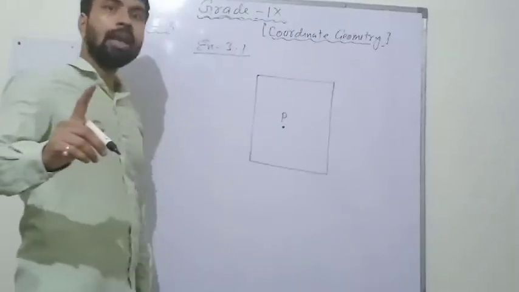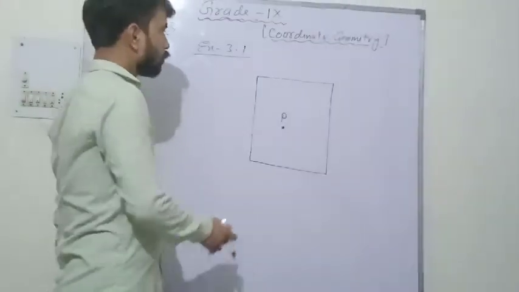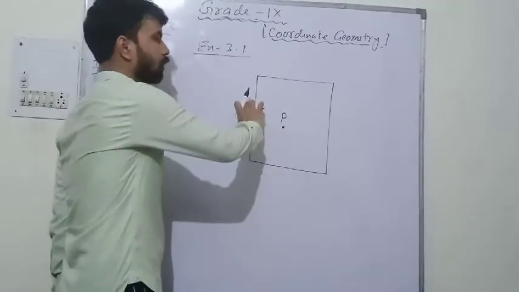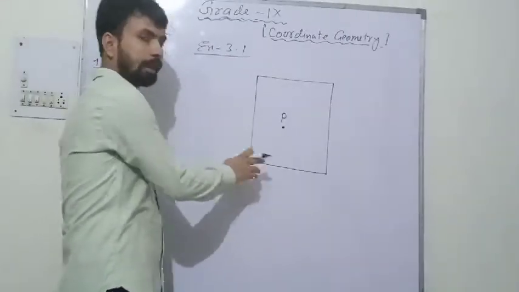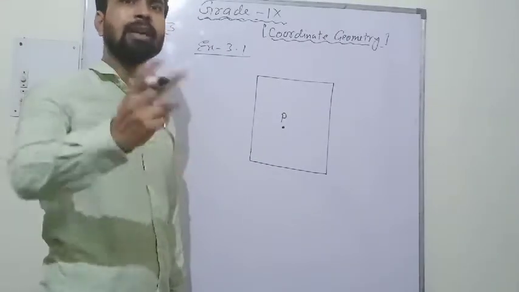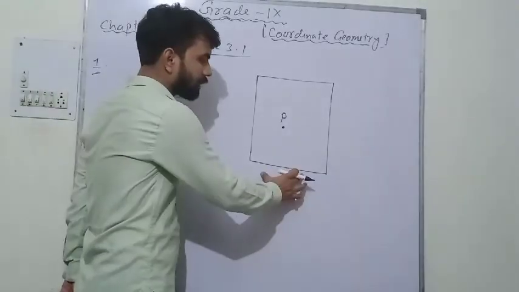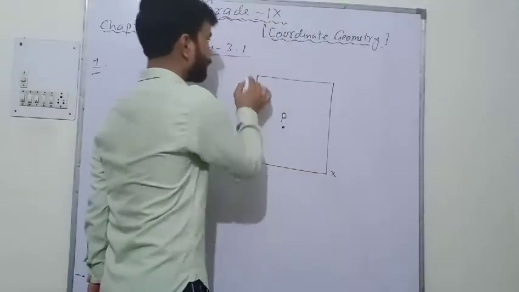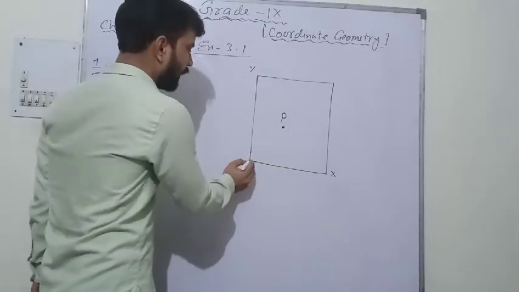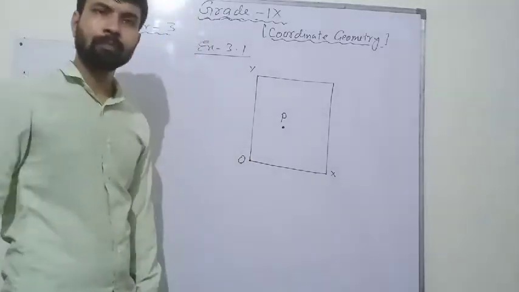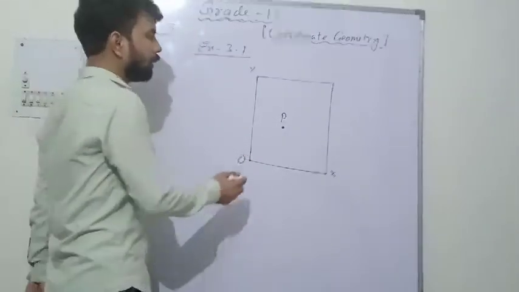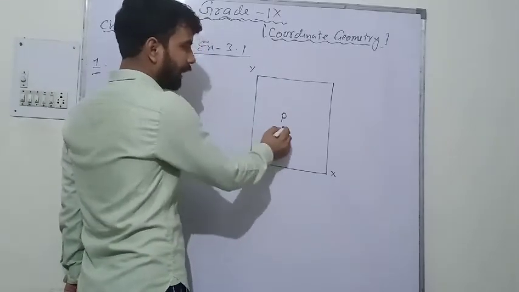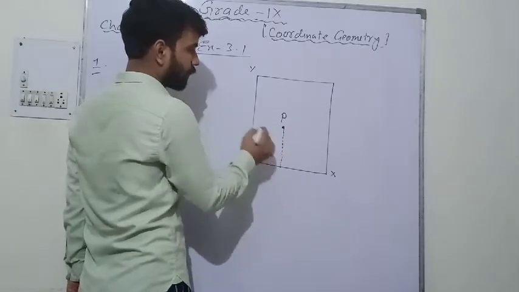So I told you, if we have to find the position of any point, then for this point, this edge of the table and this edge of the table, both edges can be considered as the coordinate axes. It depends on you. If we consider this edge as the x-axis and this edge as the y-axis, then this meeting point will be considered the origin. For finding the position of a point, we will have to draw the perpendicular from this point to the x-axis and y-axis, like this.